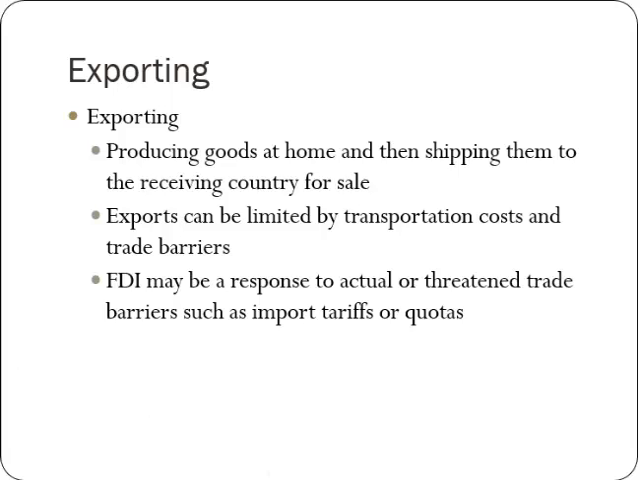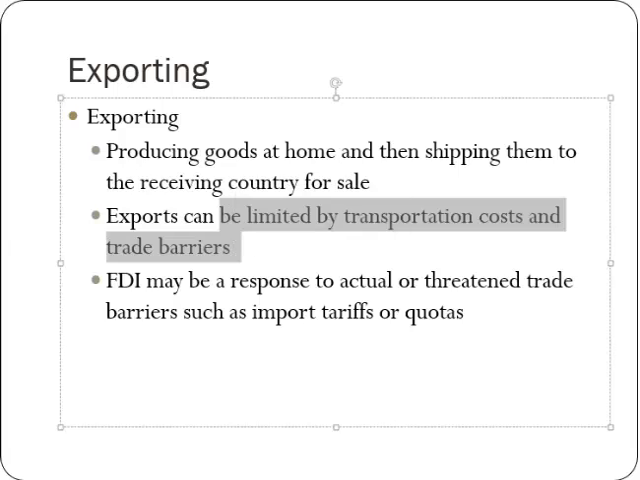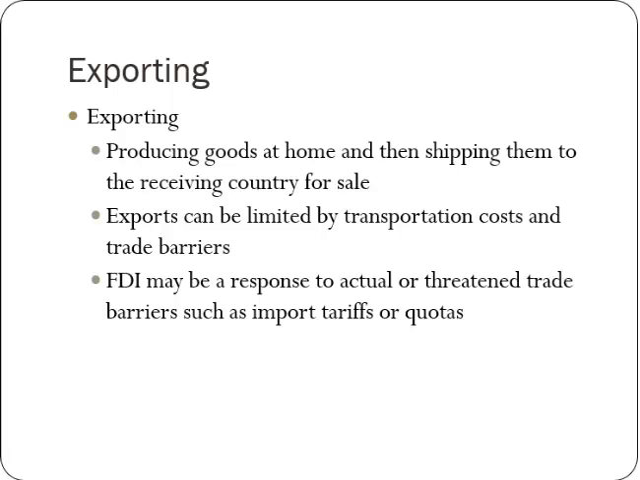And foreign direct investment is very often an alternative to exporting. Exporting is when you produce the goods at home and then ship them to another country for sale. I produce the tablets in California and then I ship them to Canada for consumption or for sale. Exports, of course, can be limited by transportation costs and trade barriers. I've got to put them on a truck and send them to Canada. Or to give you another example, if I want to send them to China, I've got to put them on a boat and send them to China. That sort of infrastructure, that sort of transportation, costs a lot of money.